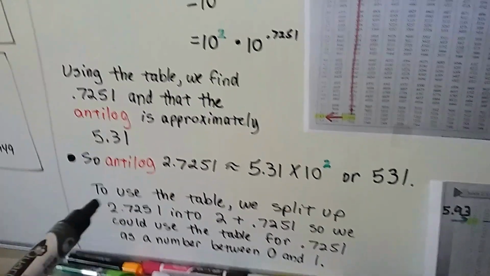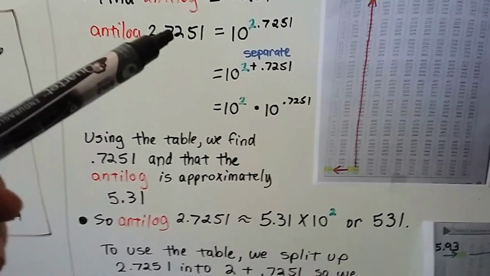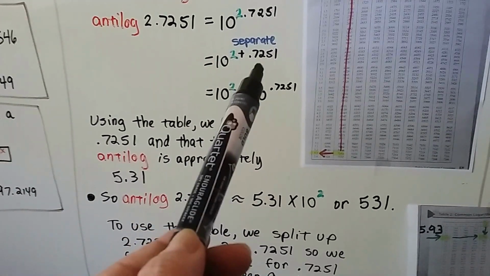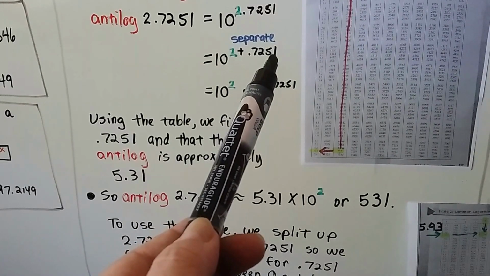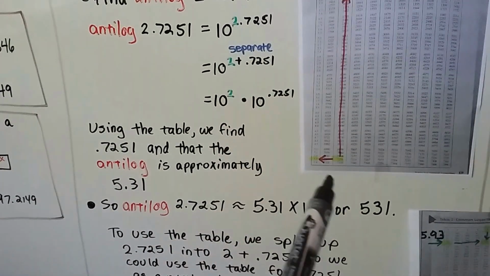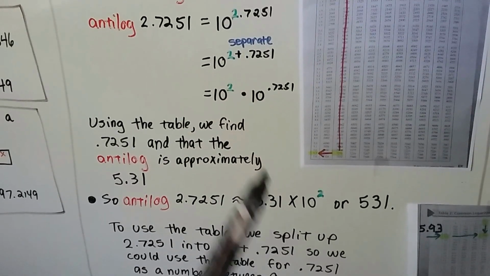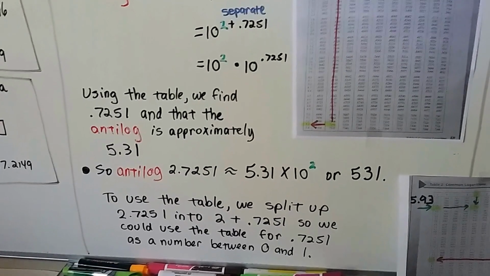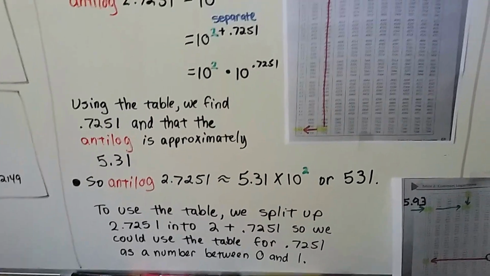So we split this 2.7251 into 10 to the second power and 10 to the 0.7251. We found the number on our table. We went outward and up and found out it was a 5.31. When we dealt with our 10 to the second power for scientific notation, we moved the decimal point. Okay? Does that make sense?